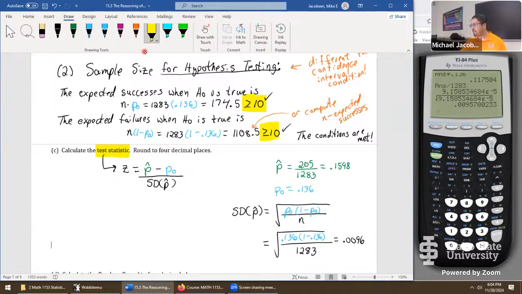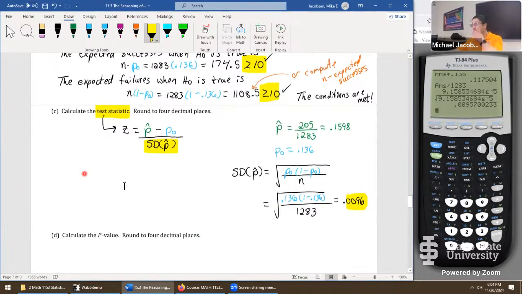And I ran out of colors, but I guess you can still highlight stuff. So that's a great way to color code. Now that we have all this down, we can finally calculate Z.